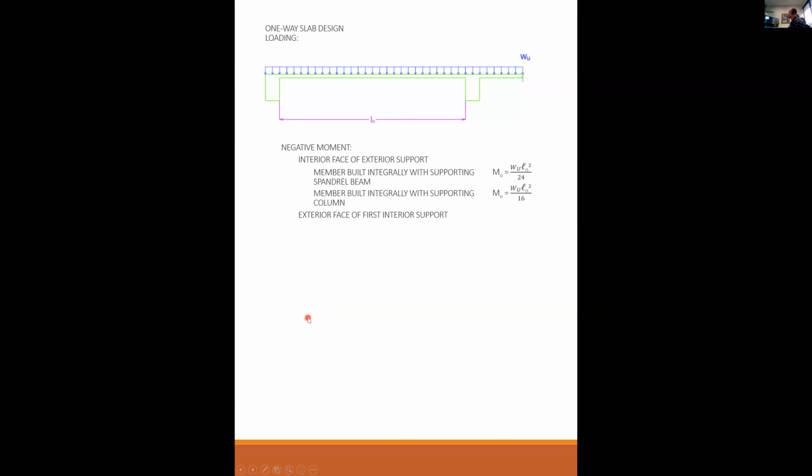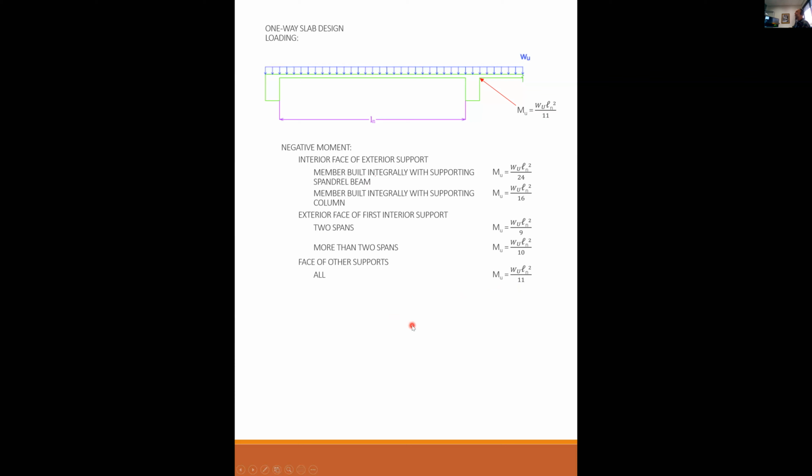The exterior face of the first interior support is here. If you have two spans, you have WL squared over 9, and it's right there, that's where that moment exists. If you have more than two spans, you have WL squared over 10, same place. And at the face of all other supports, not specifically here or here, your moment is going to be WL squared over 11, as shown here.